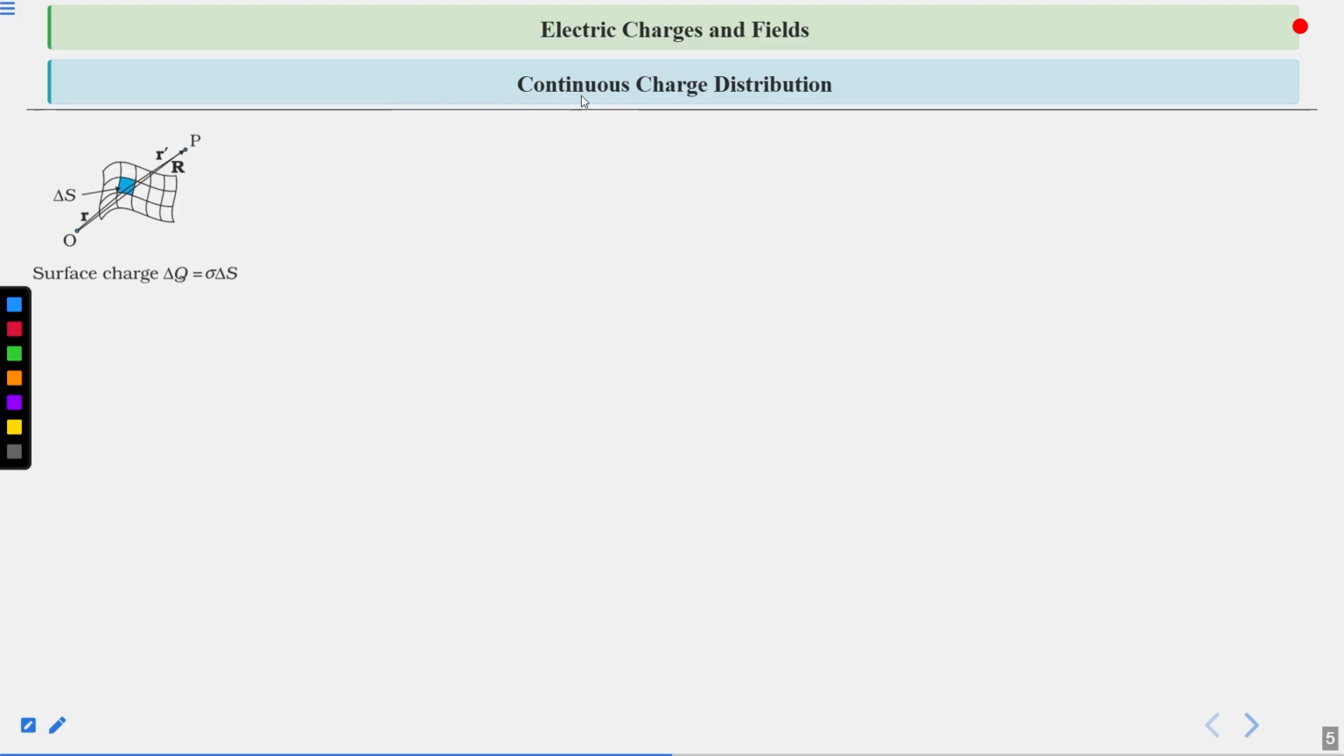Next is continuous charge distribution. Here we will learn three types of charge distribution: linear charge distribution, surface charge distribution, and volume charge distribution.